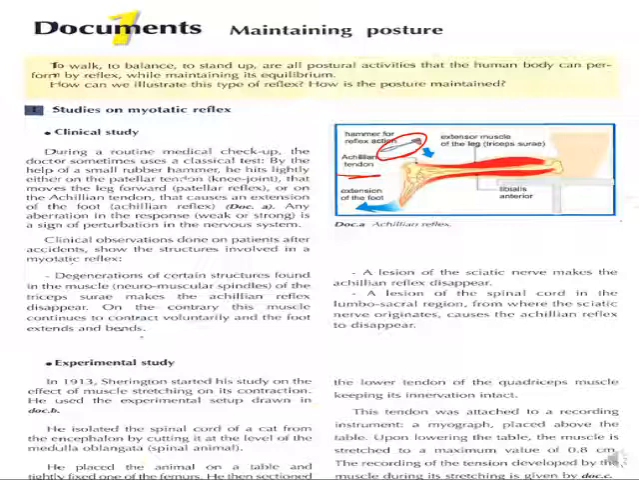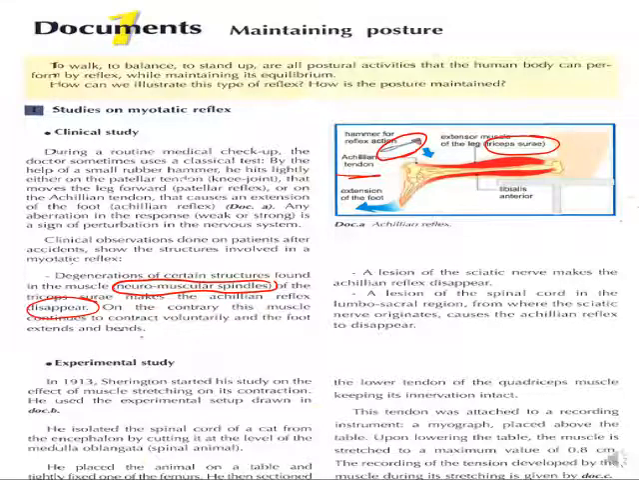Here we have degenerations of certain structures found in the muscle, the neuromuscular spindles. Any degeneration of structures found in the muscle, which are the neuromuscular spindles of the triceps sural, makes the Achillean reflex disappear. Meaning that these neuromuscular spindles are involved in the Achillean reflex.